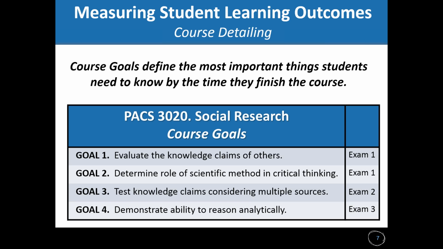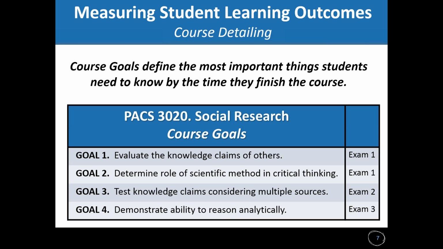If you note that for each goal, down the right-hand side, you can see where each goal is addressed in each one of these exams. Goal 1 and 2 are addressed in exam number 1. Goal 3 is addressed in exam number 2. And goal 4 is addressed in exam number 3. So imagine, if you will, there are 3 exams in this course, and each one of them have between 40 and 50 questions on them.